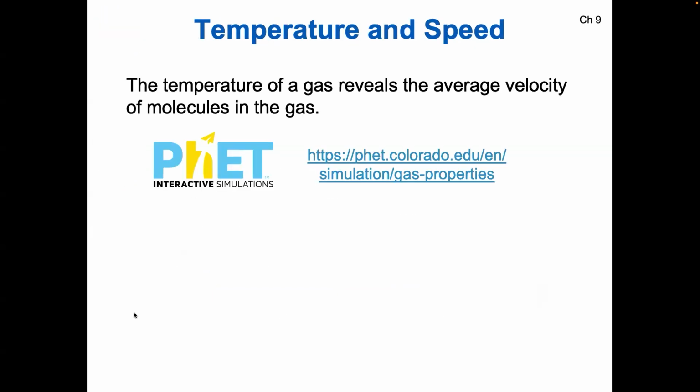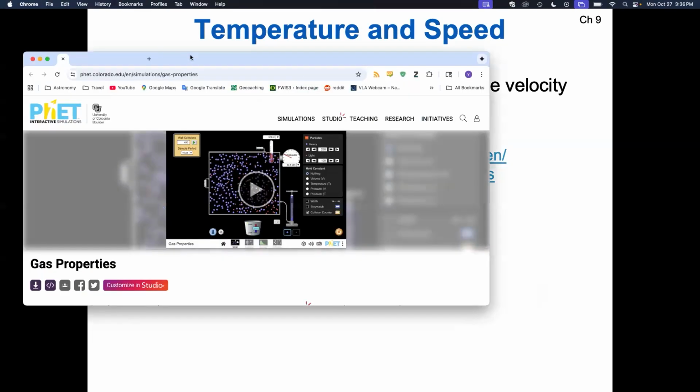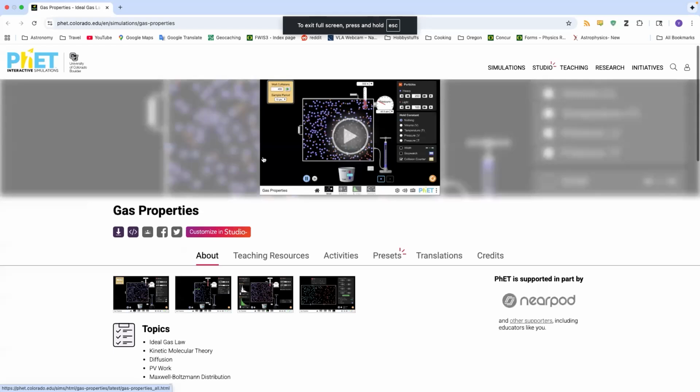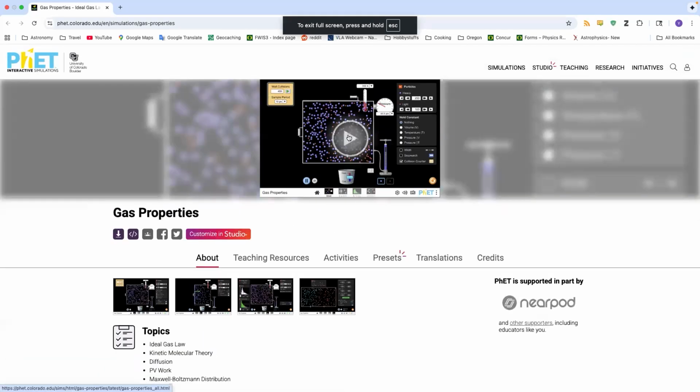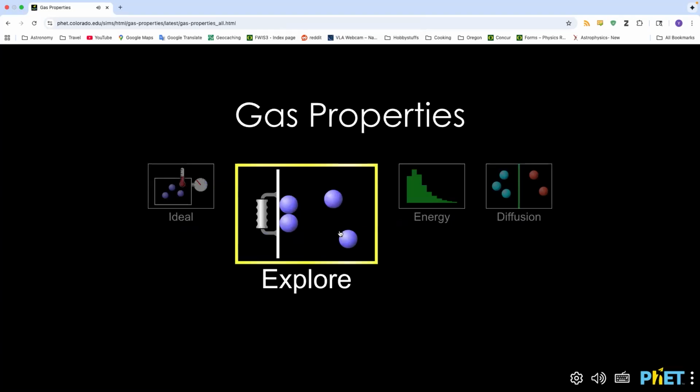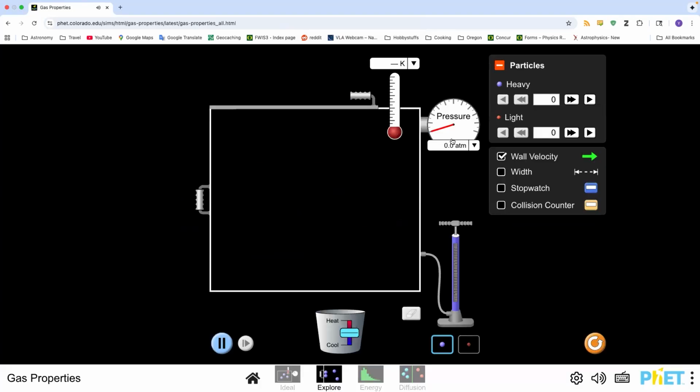Temperature and speed also matter for how this works. So I have a little simulator here to show you guys what exactly this means in terms of the average of a gas property. So let's see where this is. So we have a simulation we're going to explore. And what we're going to do is release a ton of particles into this system. So you can see they're bouncing around.